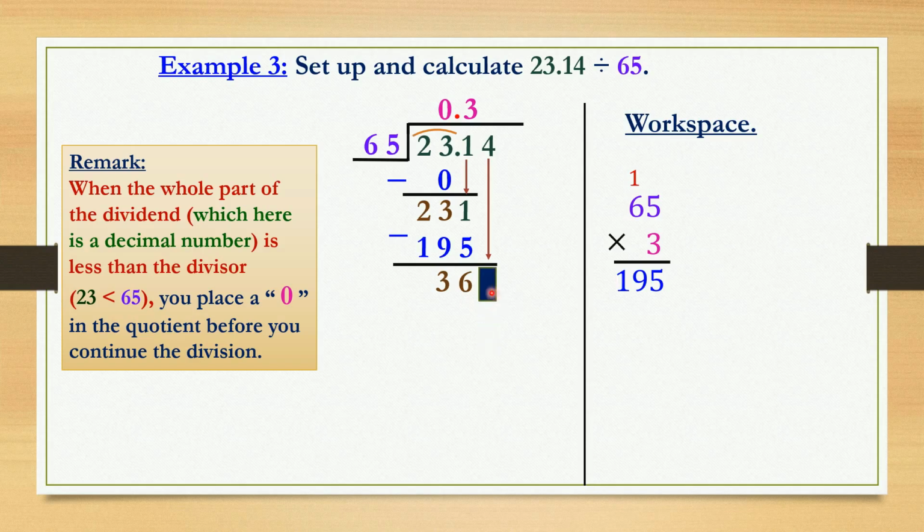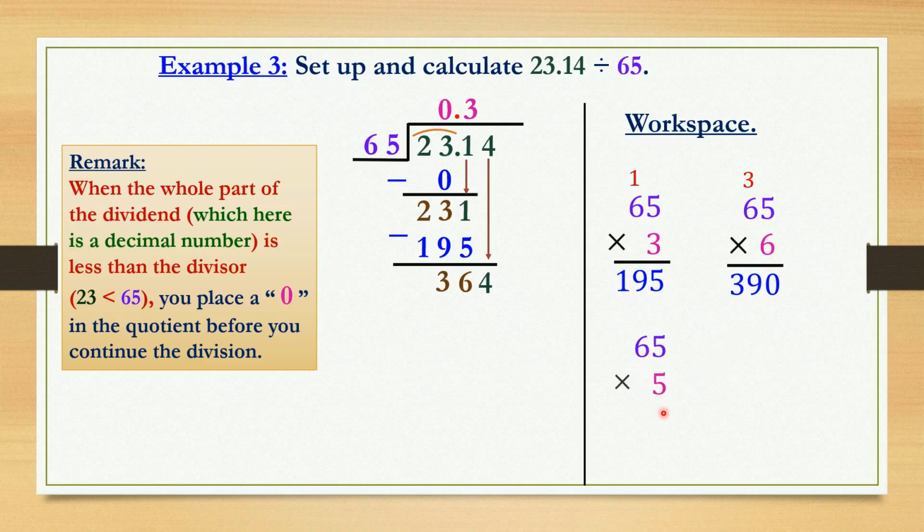I hide the ones digit here, and the ones digit here. 36 divided by 6, it's 6. So let's multiply 65 by 6 on the scratch paper. 6 times 5 is 30. I write 0. I carry 3. 6 times 6, 36 plus 3, it's 39. And we obtain 390, which is greater than 364. So it's wrong. So I try the number 5.